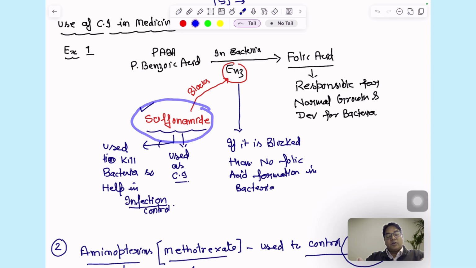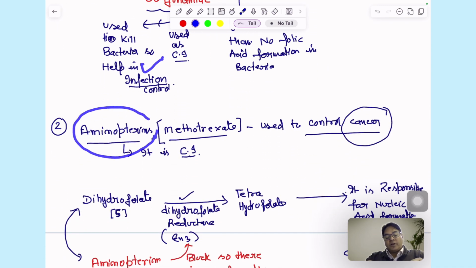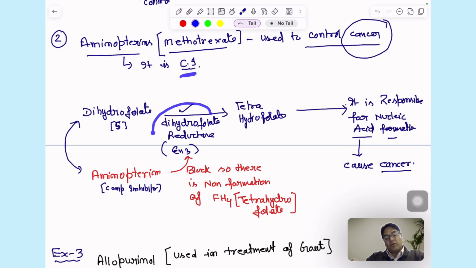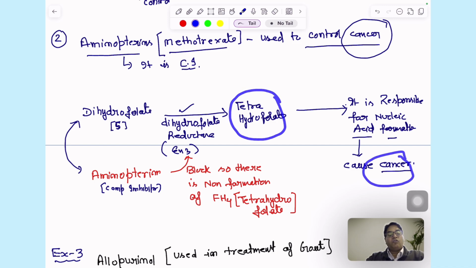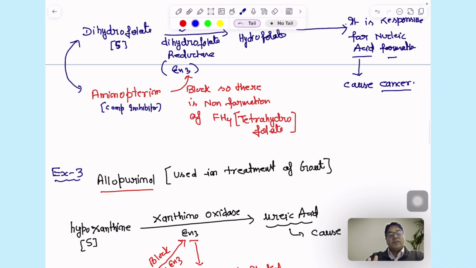Sulfonamide controls infection by blocking the enzyme for the formation of folic acid. Aminopterin is used as a competitive inhibitor, which blocks dihydrofolate and blocks the formation of tetrahydrofolate, and that's why cancer can be prevented, because tetrahydrofolate is used in the synthesis of nucleic acid, especially DNA, and excessive DNA formation leads to cancer.